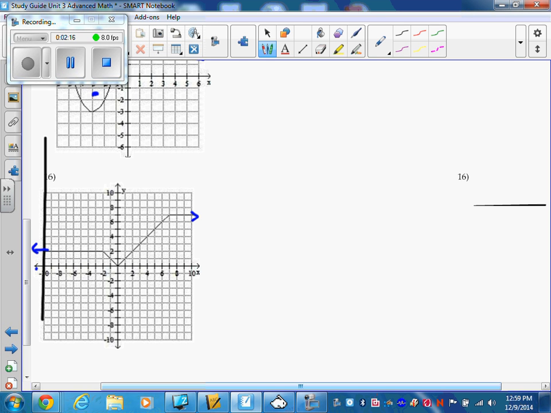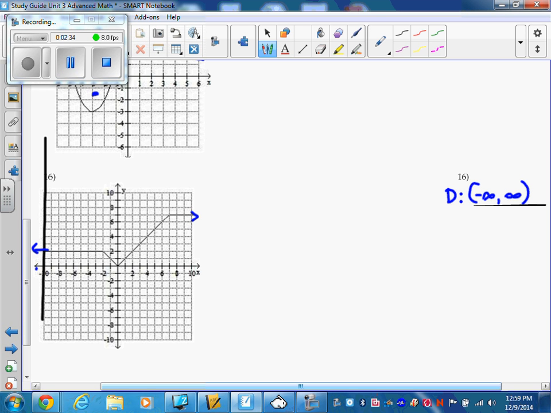So the domain in this problem is, again, all real numbers because you see that it starts in negative infinity and goes to positive infinity. So the domain is all real numbers, or negative infinity to infinity, and those are rounded.